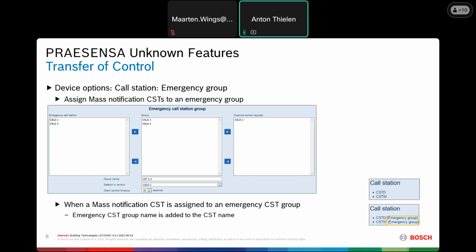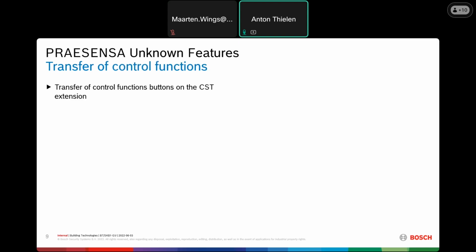When a mass notification call station is assigned to an emergency call station group, the emergency call station group name is added to the call station name. So you can also see in which group that call station is located. So you also give a name to it. And now the transfer of control is possible. Then you have a couple of control functions.